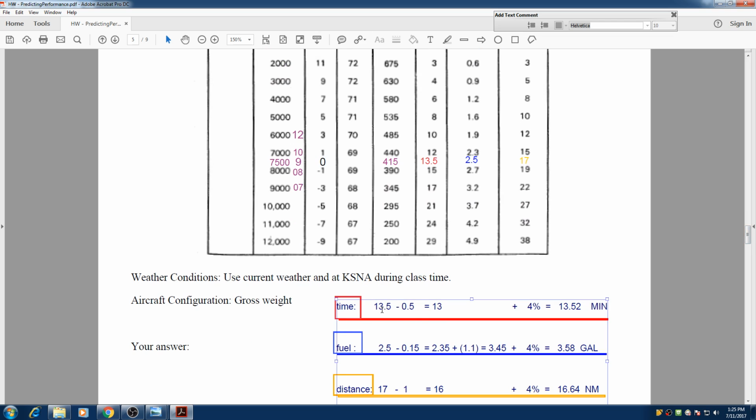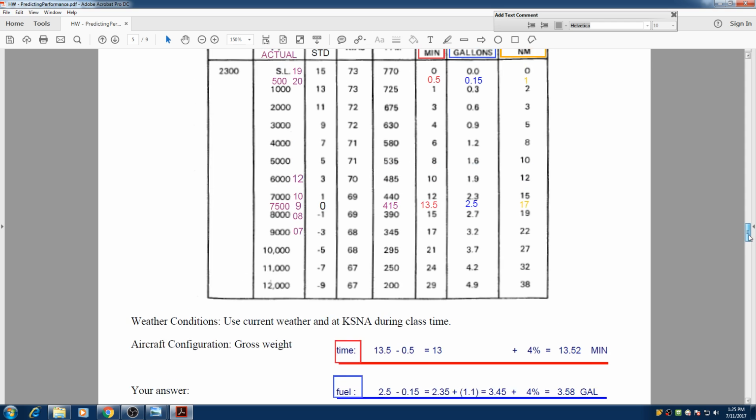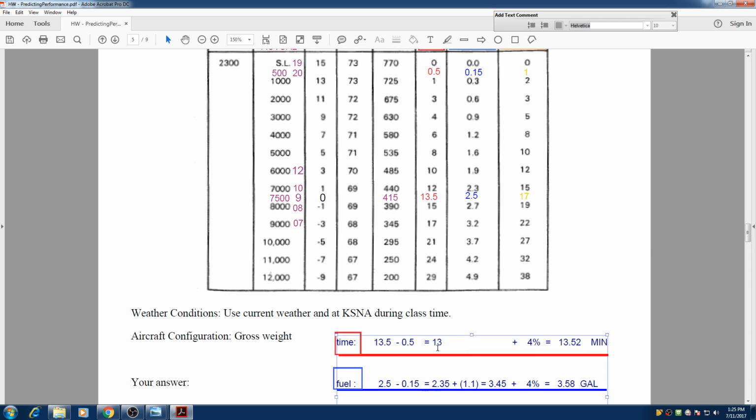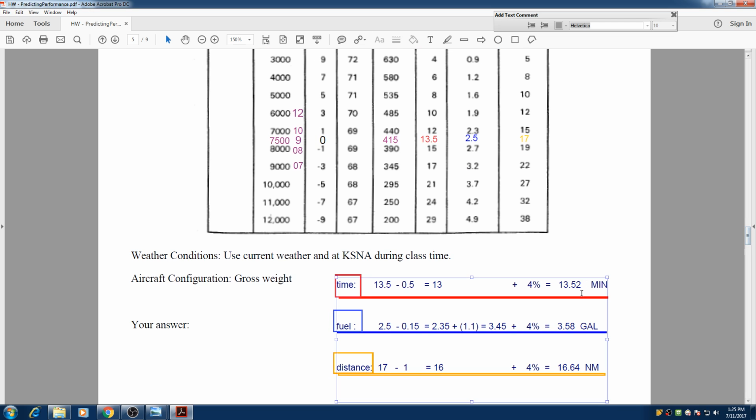So for time, as we look here, it says 13.5 for 7500, it's 13.5 minus 0.5, it's 13, we add 4%, we get 13.52 nautical minutes, I'm sorry, so 13.5 roughly.